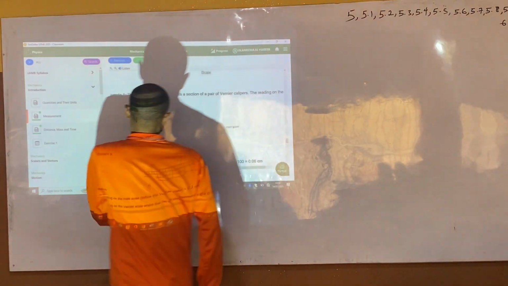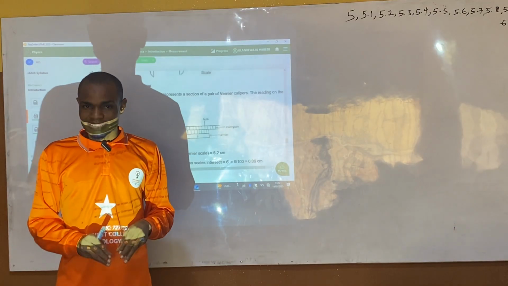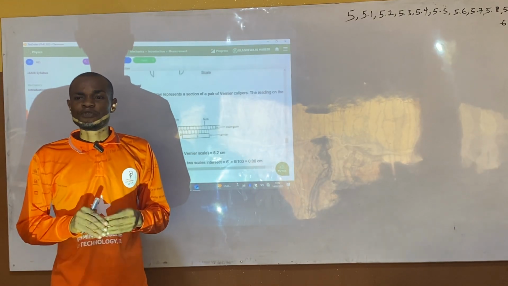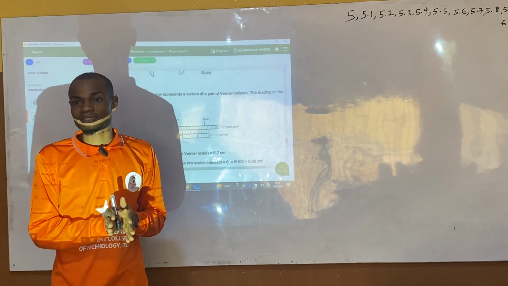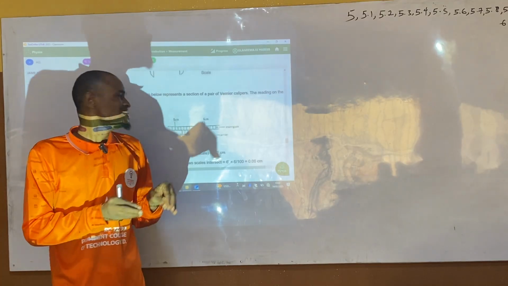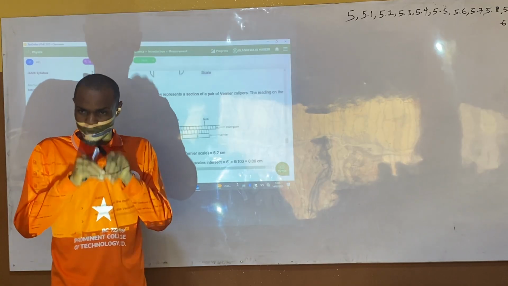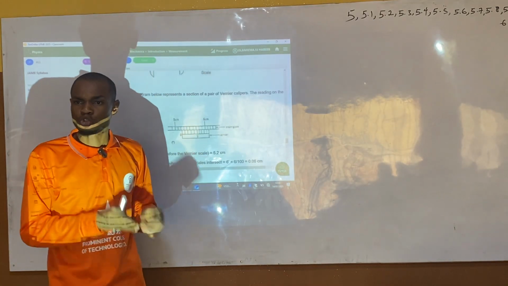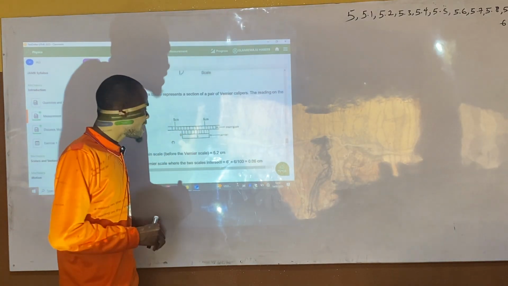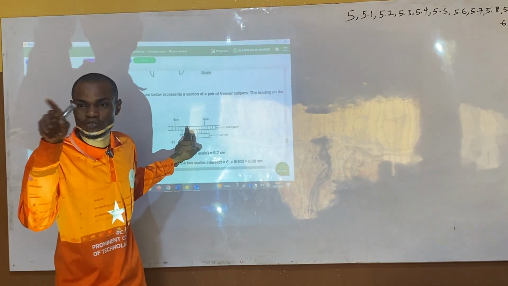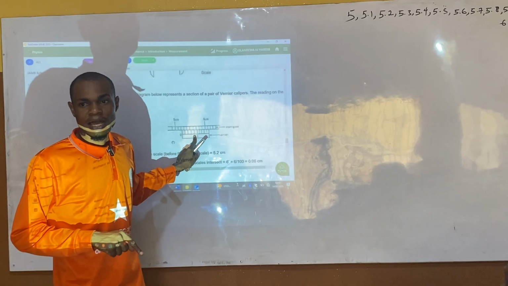Now, look at it. We ended our previous class with questions, so the questions are finished. Now, we are starting today's class. If you are a new physics student today, I have told you that the vernier caliper is used to measure the diameter of a circular object. I'm teaching you how to use it, how to measure, how to read the scales.